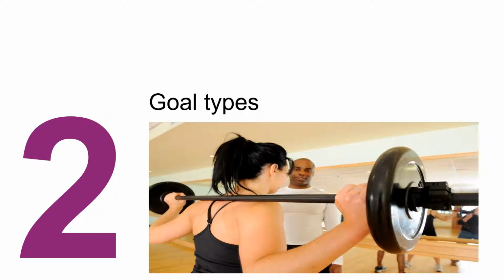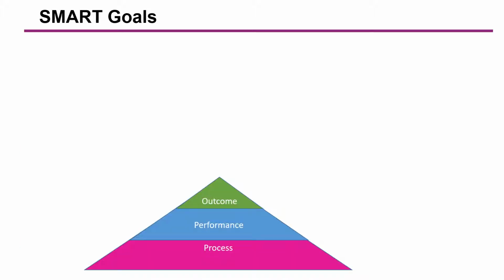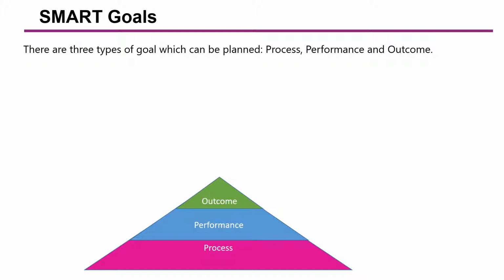Section 2, Goal Types. Okay, so let's just take a look at some SMART goals. Now there are 3 types of goal which can be planned. We've got process, performance and outcome. So let's just have a look at each of these.